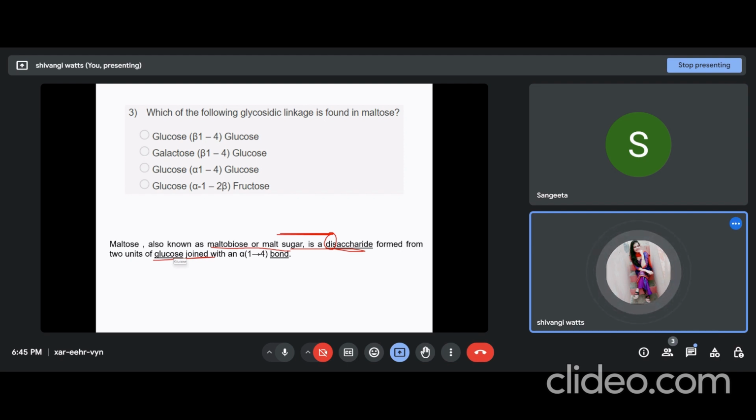And the two glucose units are joined with an alpha 1 to 4 bond. It means that this one is glucose glucose, this one is galactose glucose, which is wrong. This is also glucose fructose, wrong. So now these two are glucose and glucose. And if you see, there is not a beta linkage but an alpha linkage. So option C is the right option.